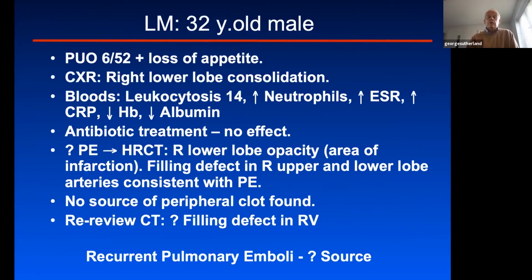The last case I want to show you is a 32-year-old male with pyrexia of unknown origin. He presented with breathlessness and a right lower lobe consolidation. He was given antibiotics for suspected pneumonia. He then developed an apparent pulmonary embolus, but no source of peripheral clot was found.